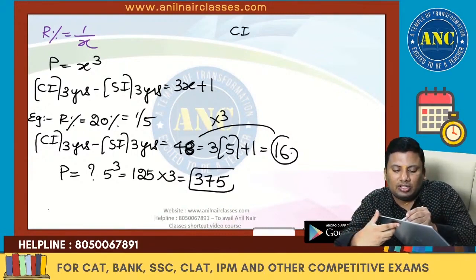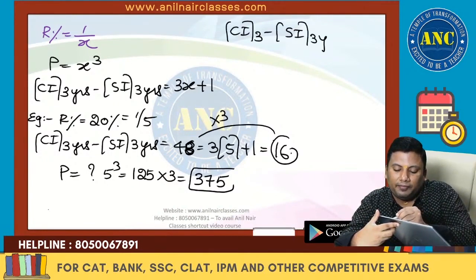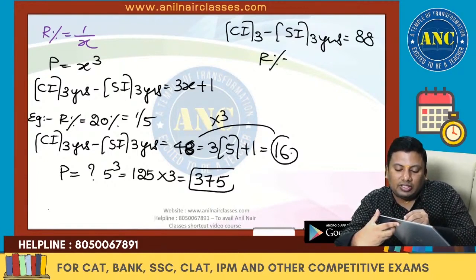Suppose the question says CI for 3 minus SI for 3 is nothing but 88, R percentage is 14.2857. What is the P value?